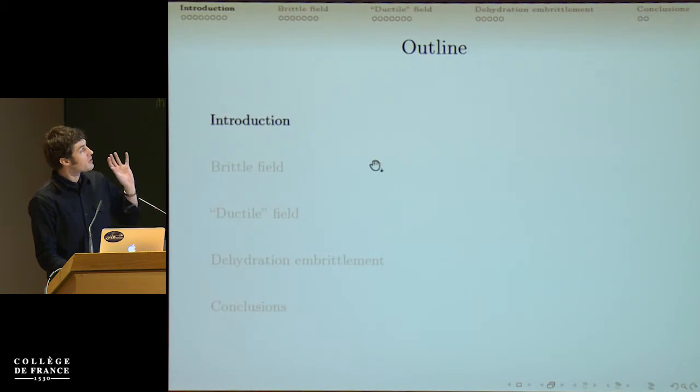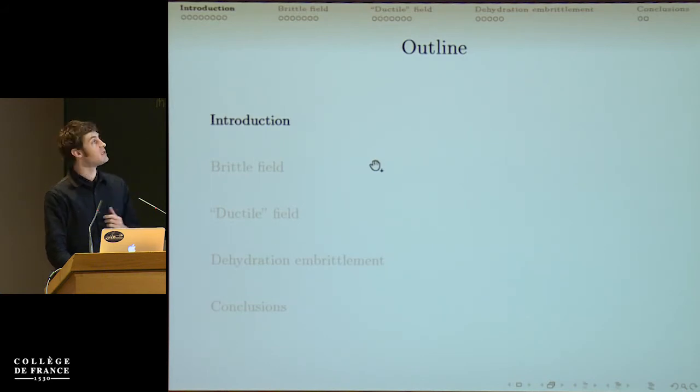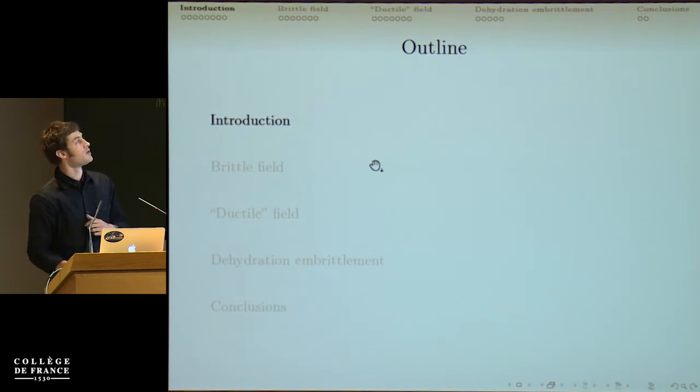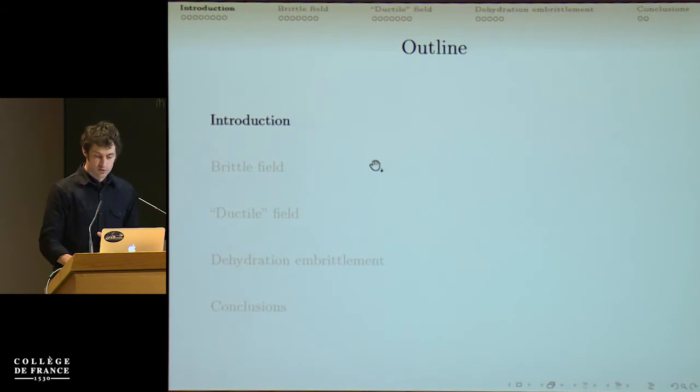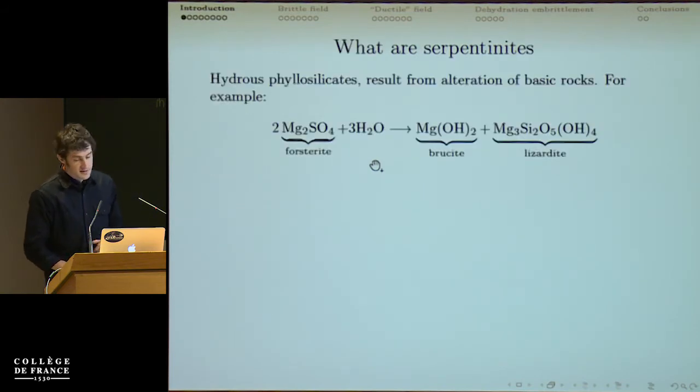The outline is the following. I'm going to talk about why I'm doing this, and I'm going to separate my talk into three parts. First, describing the brittle field of antigorite, so how antigorite deforms in low pressure, low temperature conditions. Then I'm going to say something about the "ductile" field, in quotes, because we don't really know what the ductile field means in antigorite, and then something about dehydration and embrittlement.